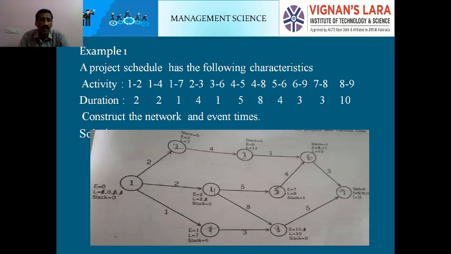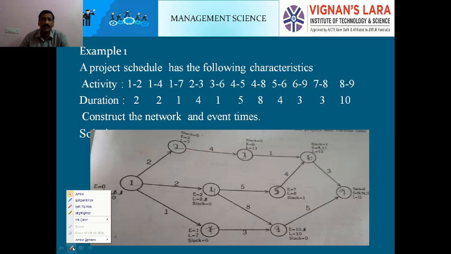Example: a project schedule has the following characteristics: activities 1-2, 1-4, 1-7, 2-3, 3-4, 4-5, 4-8, 5-6, 6-9, 7-8, 8-9. Duration may be days or weeks or months: 2, 2, 1, 4, 1, 5, 8, 4, 3, 3, 10. Construct the network and event time estimations.